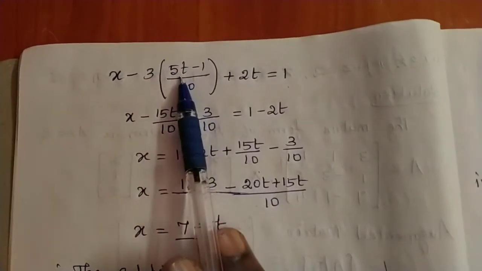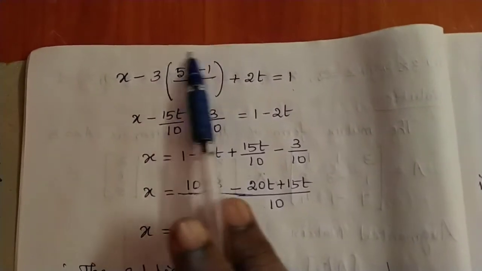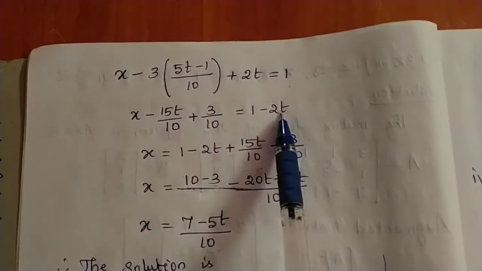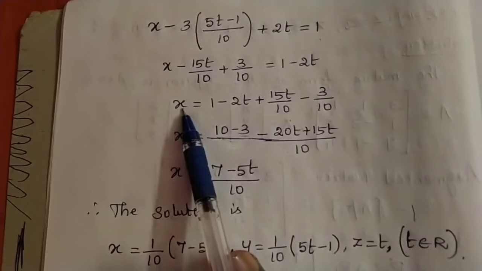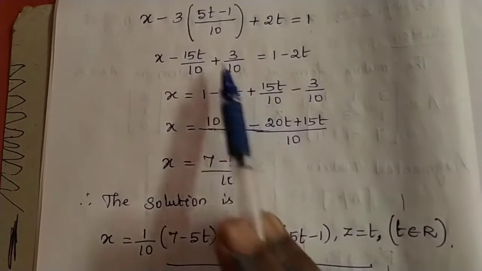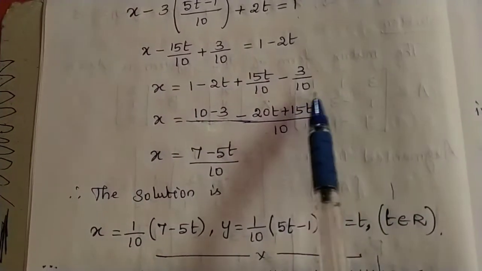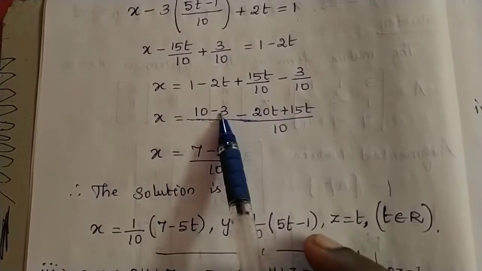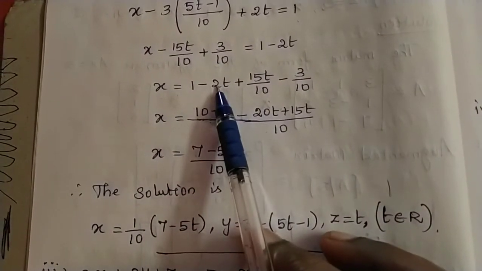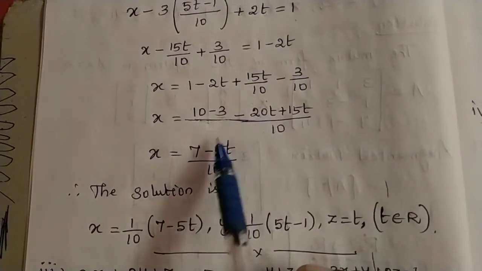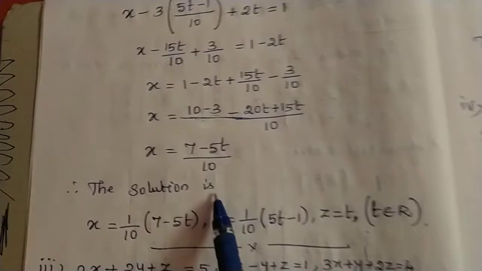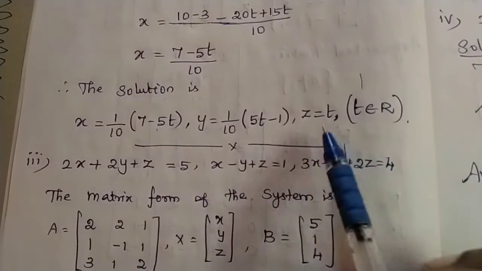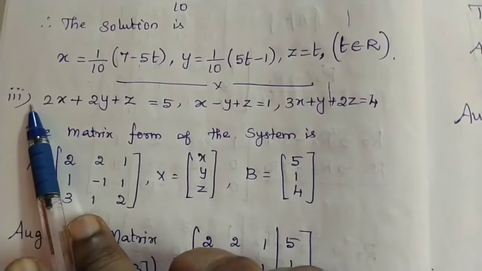Now multiplying by 3: 15t by 10, minus 3 into minus 1 plus 3 by 10. Now plus 2t goes to the other side as minus 2t. Here x equals, moving terms to the other side, taking LCM 10 and multiplying by 10, minus 20t plus 15t. Simplify: 7 minus 5t. The solution is x, y, z equal to these values. We get the answer.